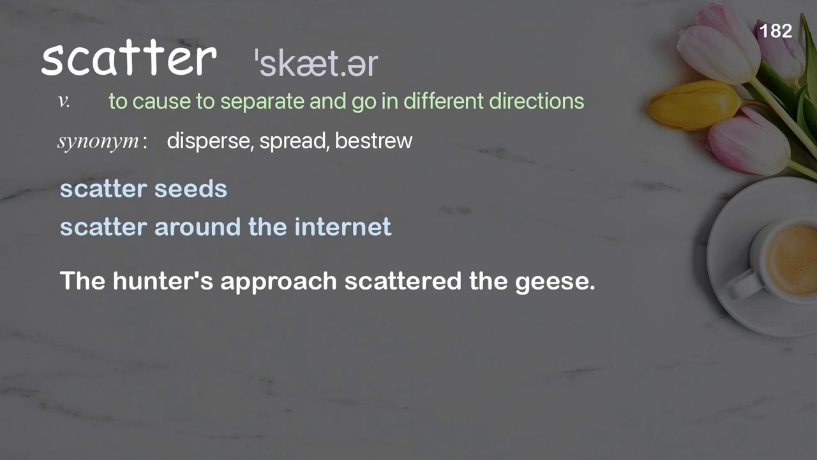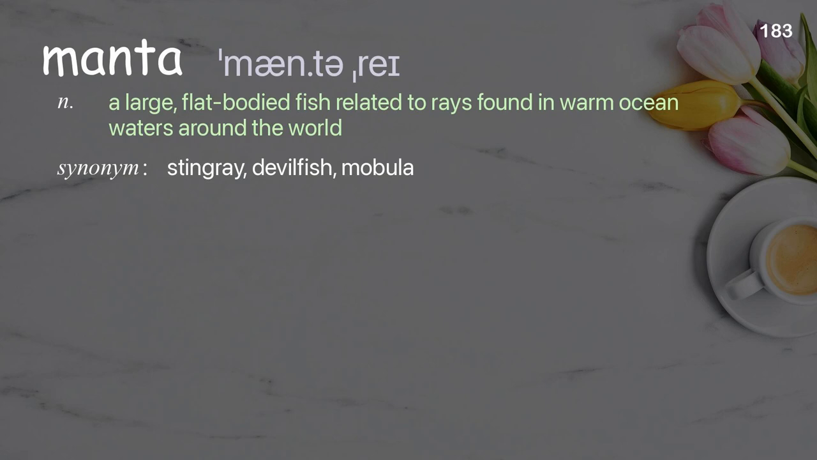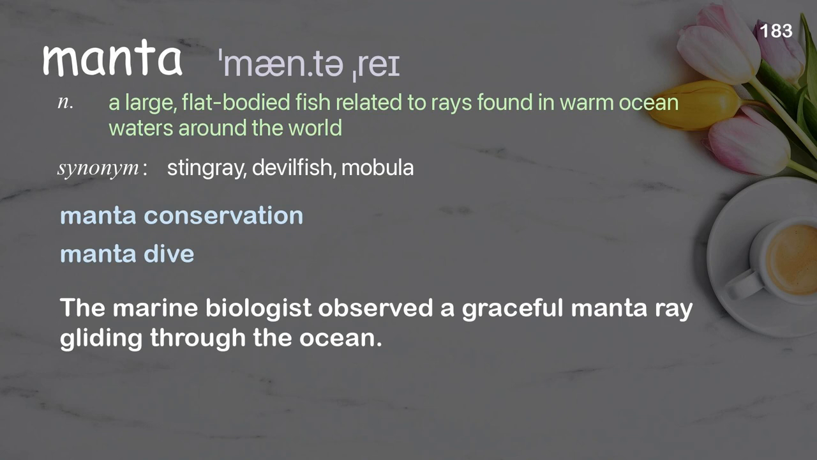Manta: a large, flat-bodied fish related to rays found in warm ocean waters around the world. Examples: manta conservation, manta dive. The marine biologist observed a graceful manta ray gliding through the ocean.